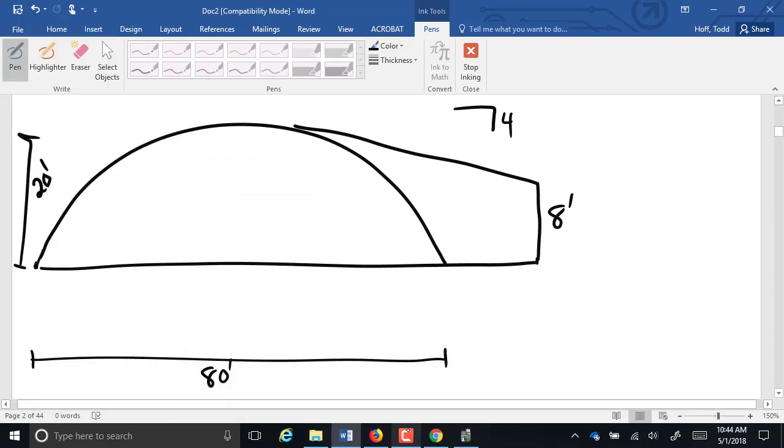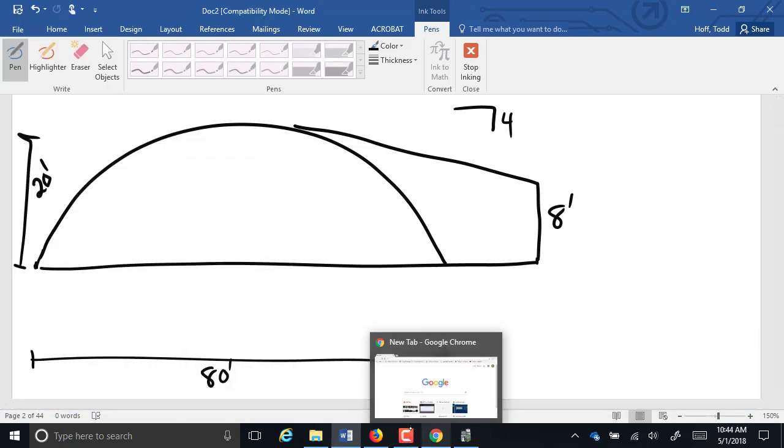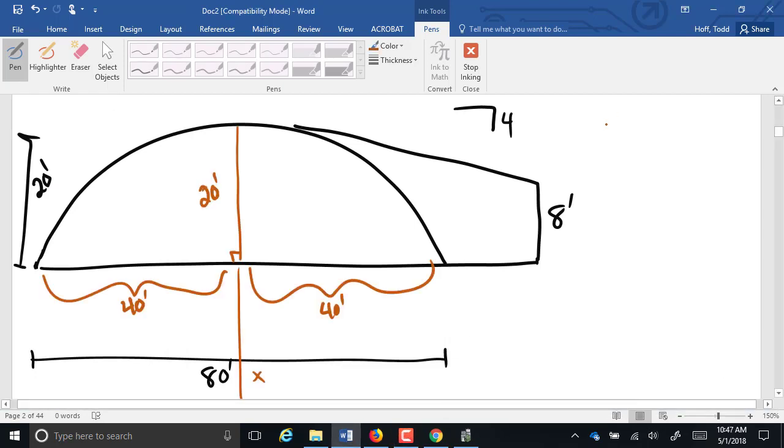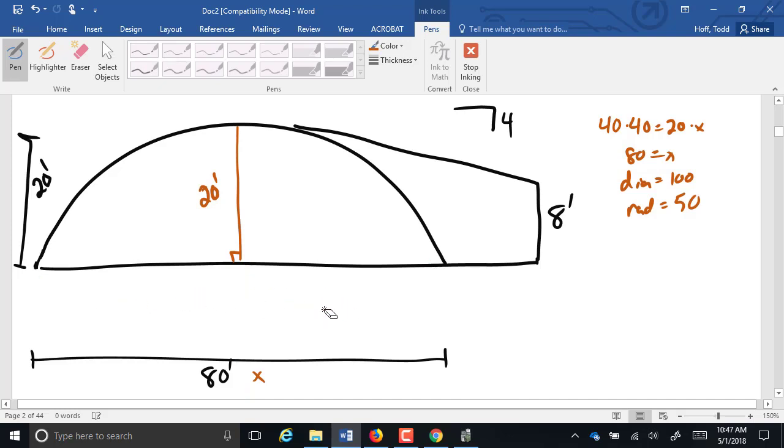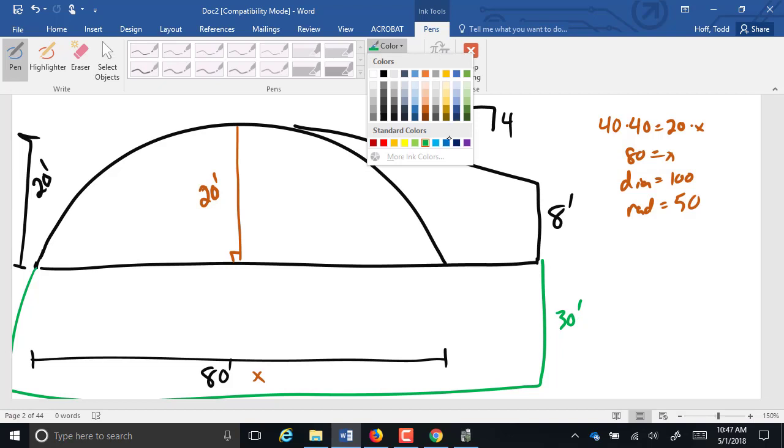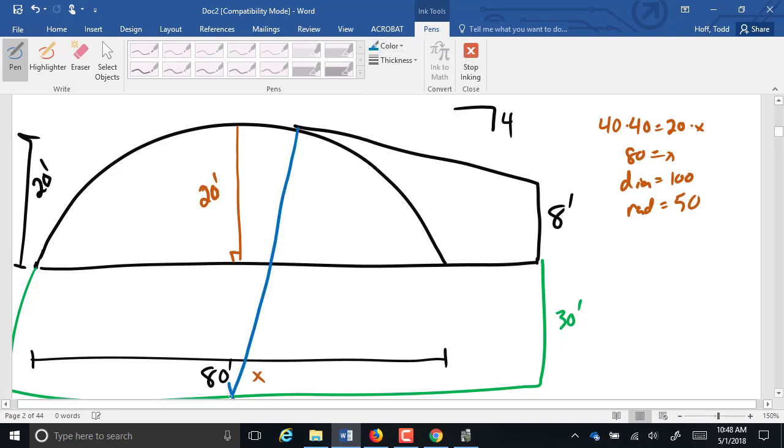So, go to it. Obviously, your first step is to find the radius. So for the radius, you've got 40 times 40 equals 20 times x. That gives you 80 equals x. So the diameter equals 100. So the radius equals 50, right? So what that means is we are now adding 30 feet onto this. So from the center of this up to there is 50 feet.